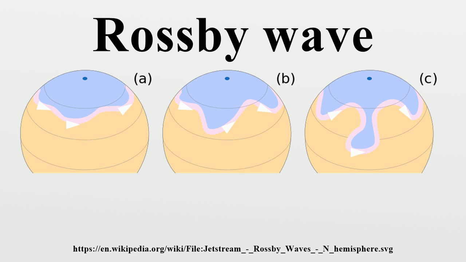It is noted that the zonal phase speed of Rossby waves is always westward relative to mean flow, U, but the zonal group speed of Rossby waves can be eastward or westward depending on wave number.